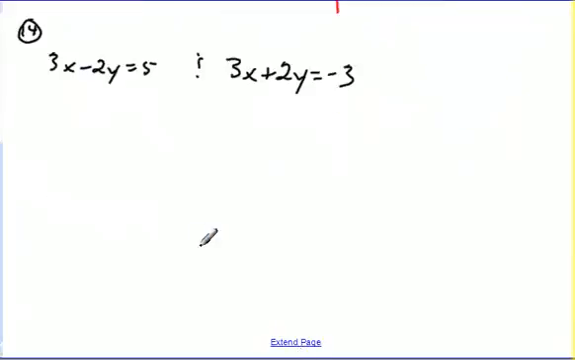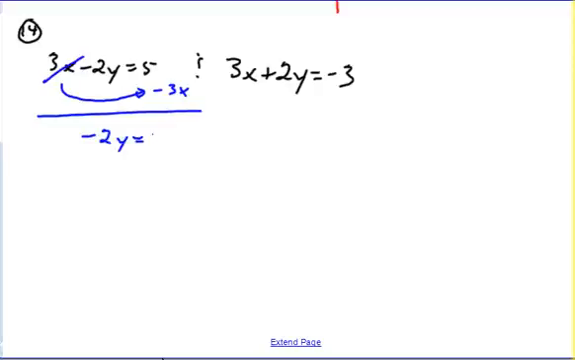So, let's do it. I'm going to minus 3x, because I'm going to write it the way I taught you guys. I forget sometimes. So the 3x, I have decided to move over to the other side. I'm trying to get y by itself, correct? So I'm going to move 3x over by saying minus 3x. I get negative 2y is equal to 5 minus 3x.